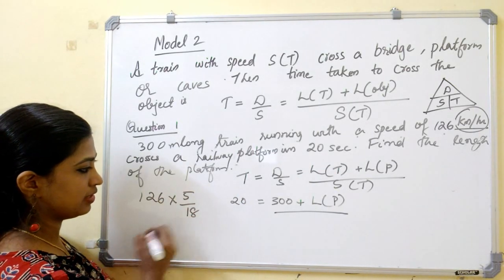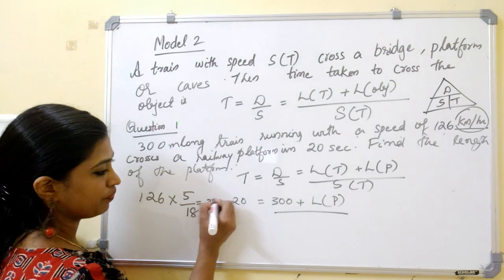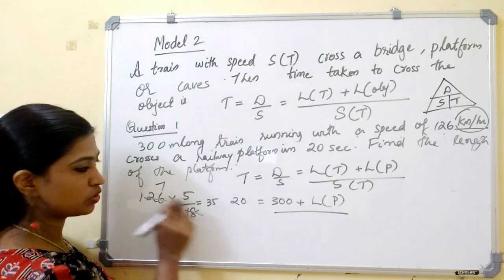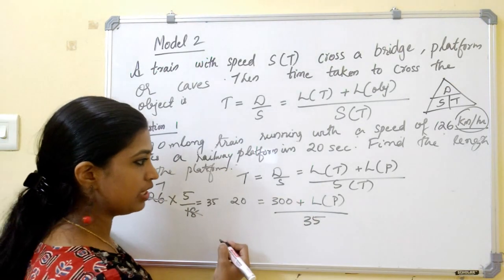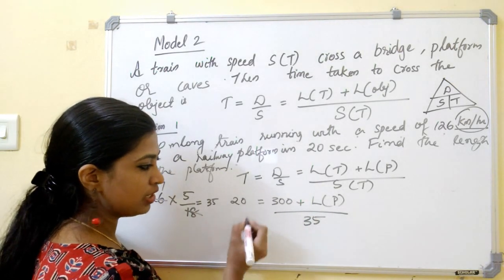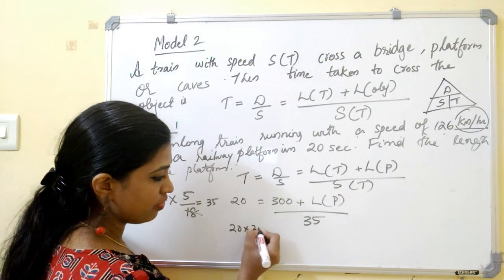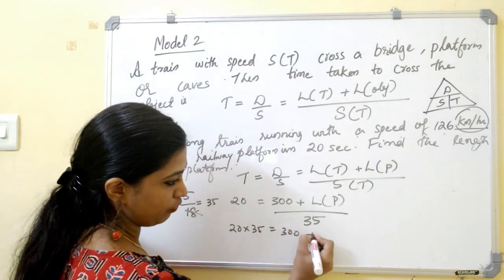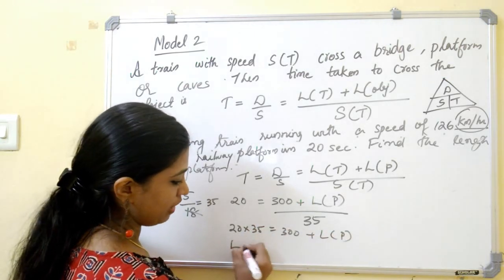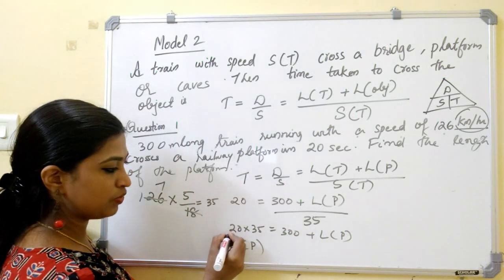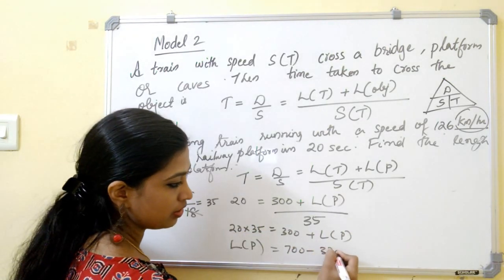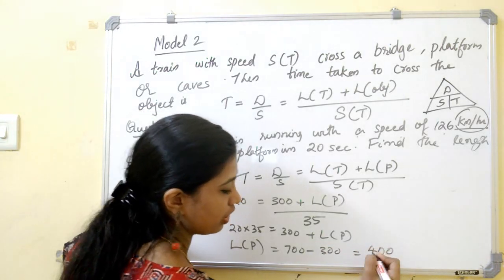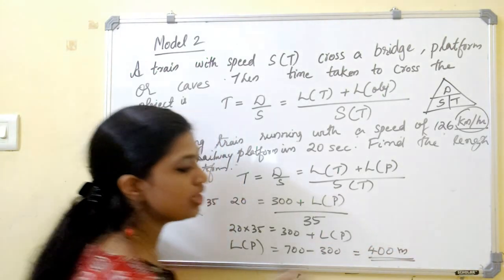126 into 5 by 18, which is 35. 18 sevens are 126. So, 7 5s are 35 meter per second. Now, we can find the length of the platform, which is actually 20 into 35 is equal to 300 plus length of platform. So, 35 2s are 70. So, 700 minus this 300. That is 400. 400 meter is the length of the platform.